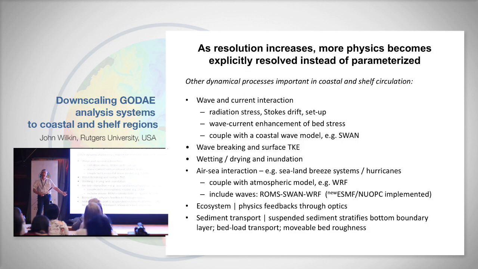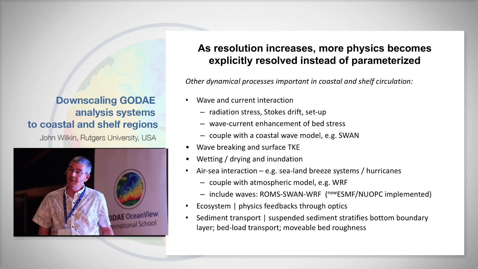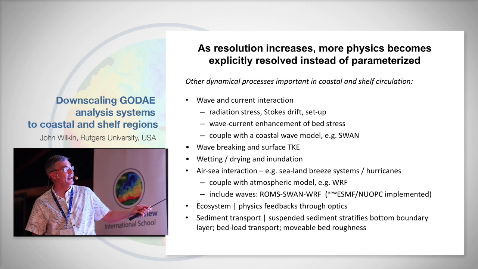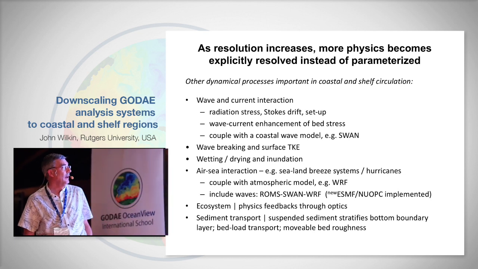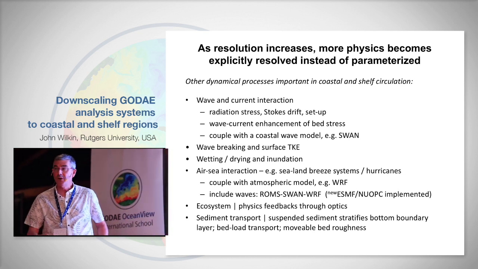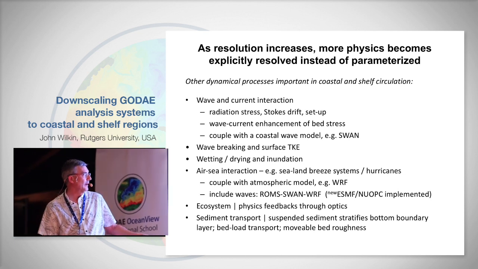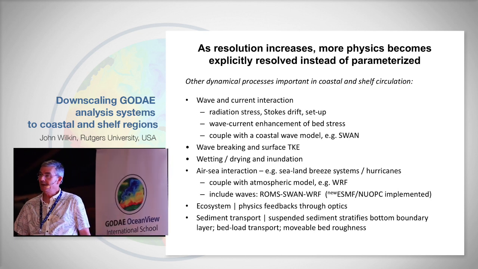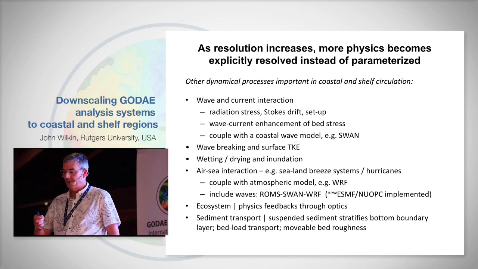As resolution increases with nesting, for example, more physics becomes explicitly resolved, and we've seen some very nice examples from Baylor in his talks the last 2 days about what happens when you put finer and finer resolution in. You get more and more variability, and you actually get to resolve different physical regimes. Other things that become important in the coastal zone are things like wave radiation stress set up against the coast, wave current interactions that modify the bed stress. So you might want to couple your circulation model with a wave model. That's one of the things that we do in ROMS. You may need parameterizations for wave breaking because that affects turbulent kinetic energy in the turbulence closure model.